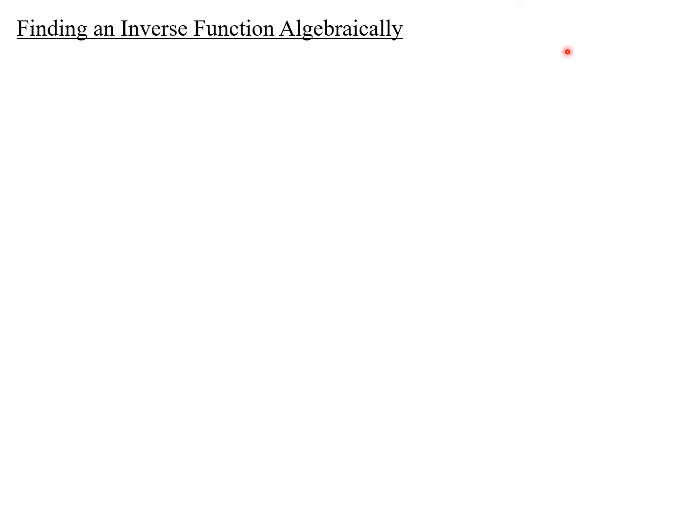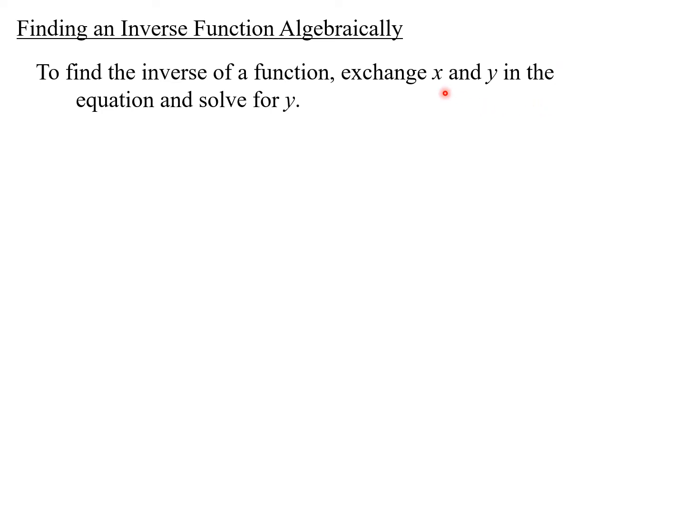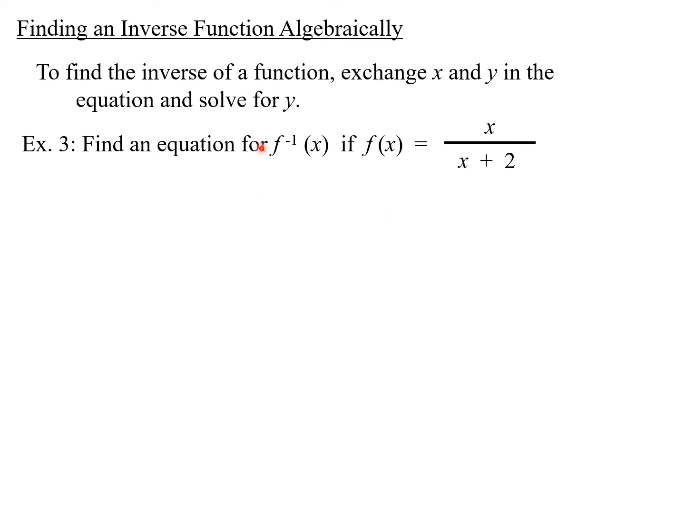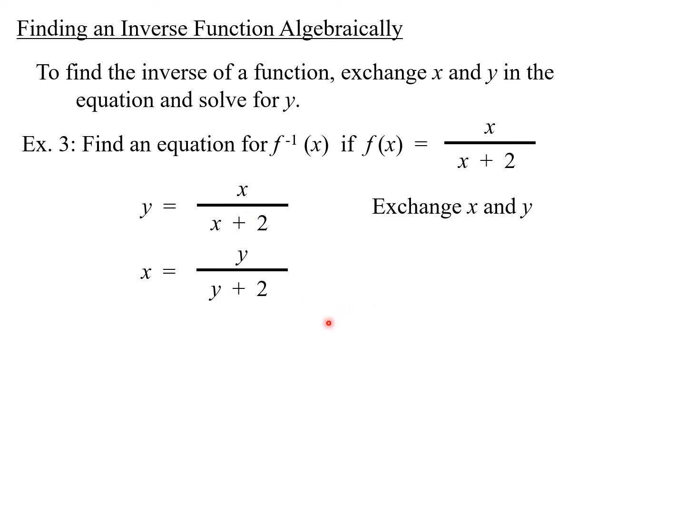All right, next, we want to find an inverse function algebraically. To do that, we exchange x and y in the equation and then solve for y. For example, let's take f of x being x over quantity x plus 2, and let's find an equation for the inverse. The first thing I'm going to do is instead of f of x, write y. Then we're going to exchange the x and the y. Where there's a y, write an x, where there's an x, write a y. That's the easy part.